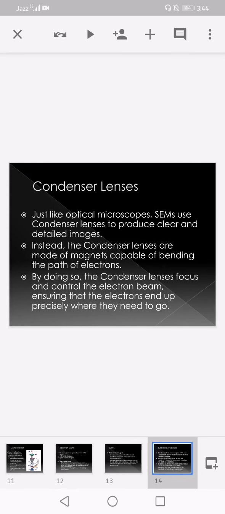Condenser lenses. Just like optical microscopes, SEMs use condenser lenses to produce clear and detailed images. Instead of glass, the condenser lenses are made of magnets capable of bending the path of electrons. By doing so, the condenser lenses focus and control the electron beam, ensuring that the electrons end up precisely where they need to go.